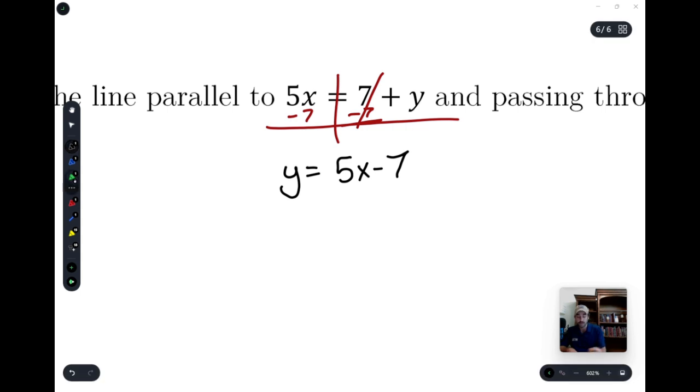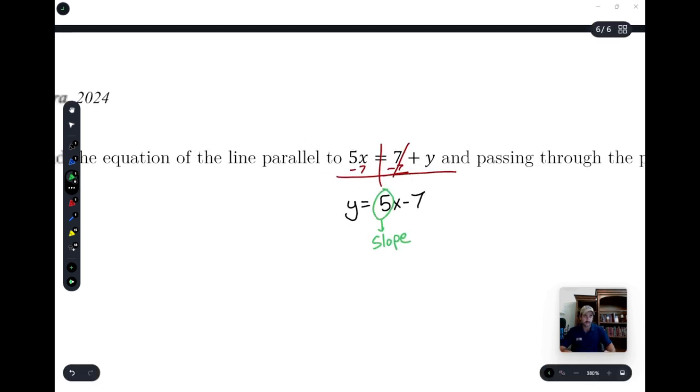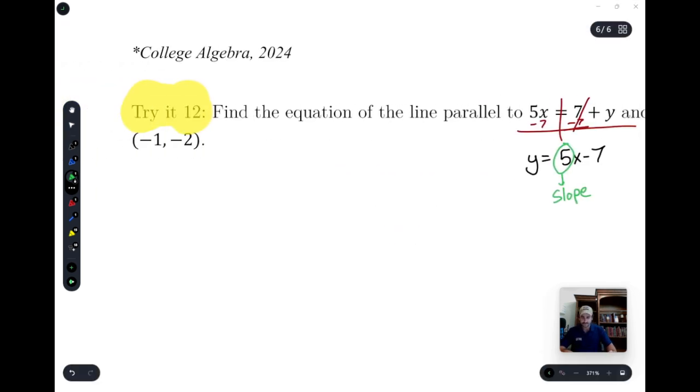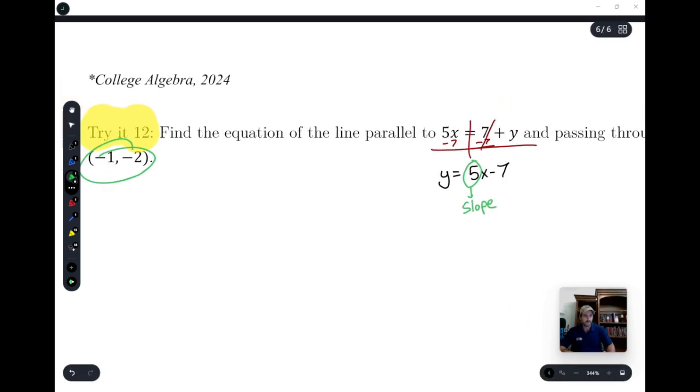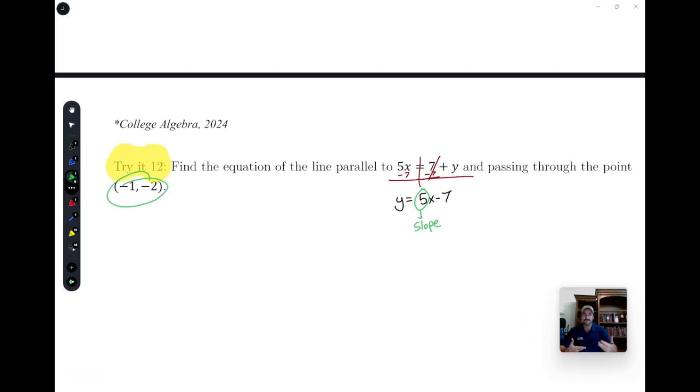Okay, well now I've got a slope. I've got a slope right in that m section, or the a constant from earlier. So I've got myself a slope for that line. Cool. But now they're asking for something different. They're saying passing through a point. So I've got a slope and I've got a point, and I need to figure out how to find an equation with a slope and a point.